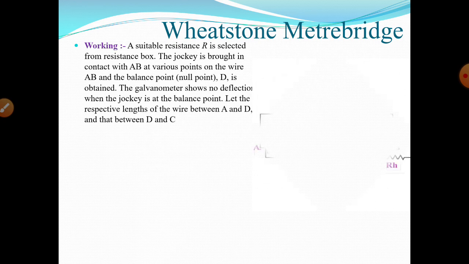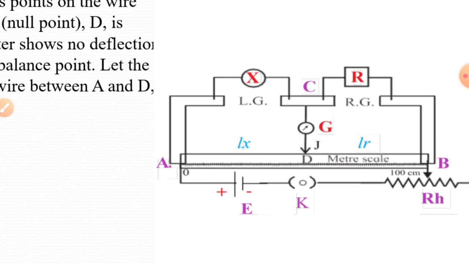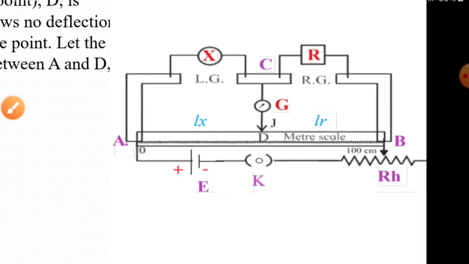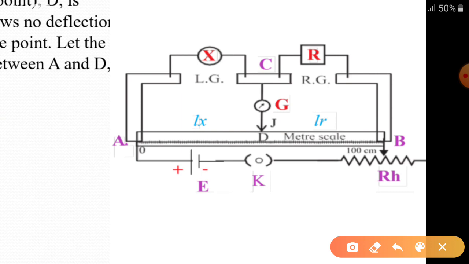First of all we have to see the construction of this bridge. It consists of a thin, uniform and homogeneous conducting wire AB. Here is the wire AB, which is a thin, uniform conducting wire having the same resistance per unit length. The specific resistance of this wire should be uniform, that's why it is the same at each and every point.